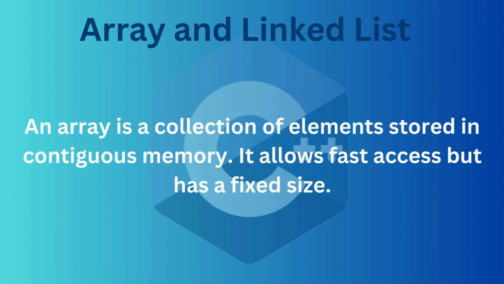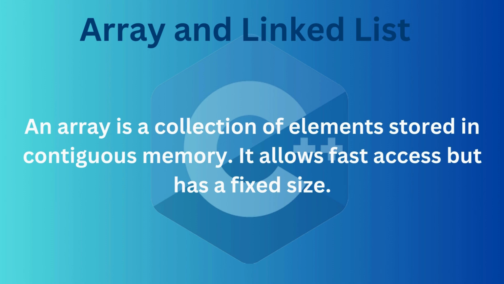So first of all, what is an array? An array is a collection of elements stored in continuous memory. It allows fast access but has a fixed size. An array is a collection of elements, which can be strings, ints, or floats, that are continuous in memory. For example, if one element is at index one, then index two will be continuous in memory.